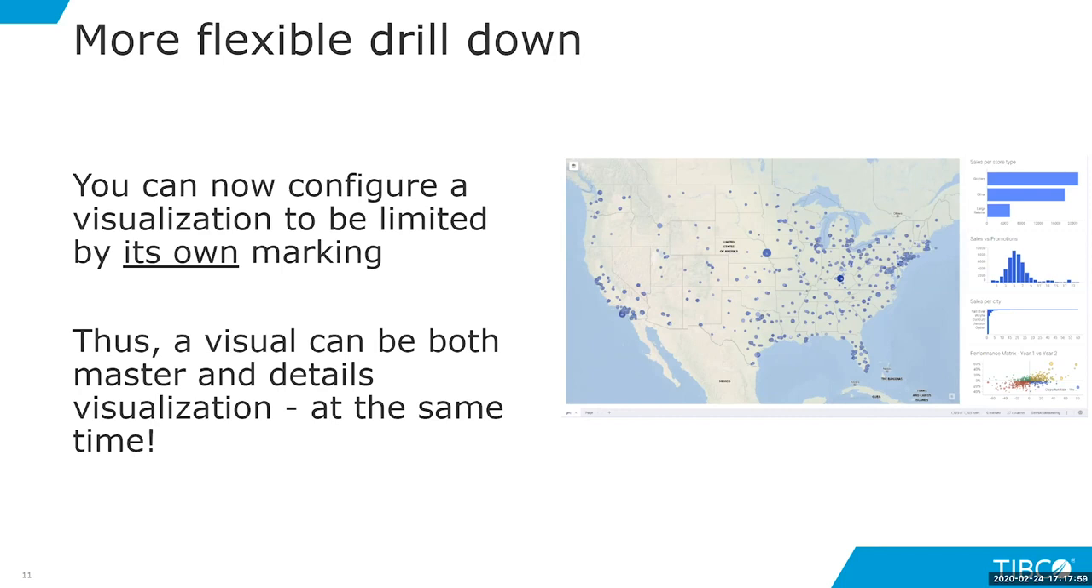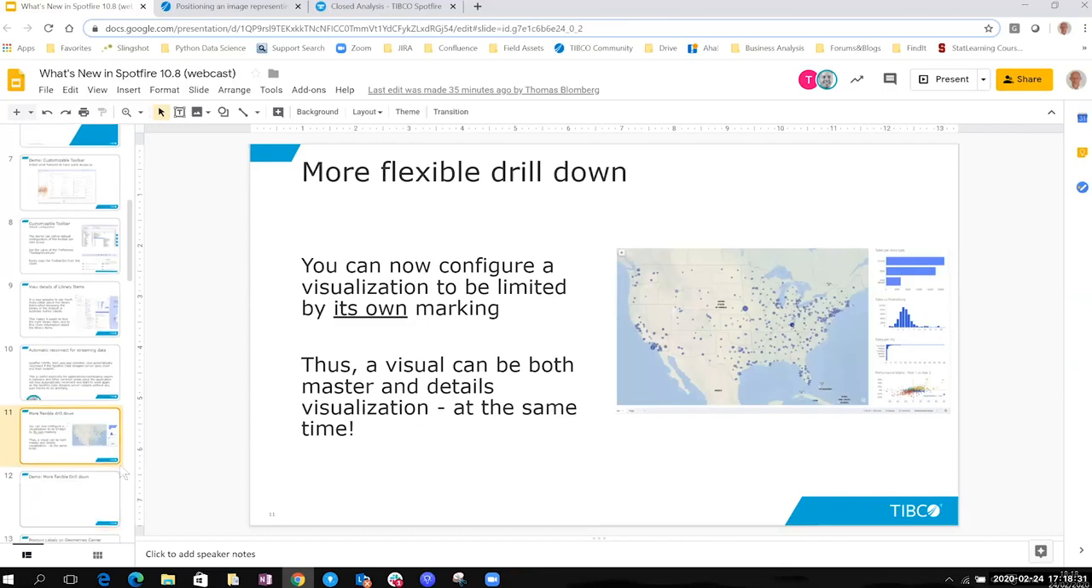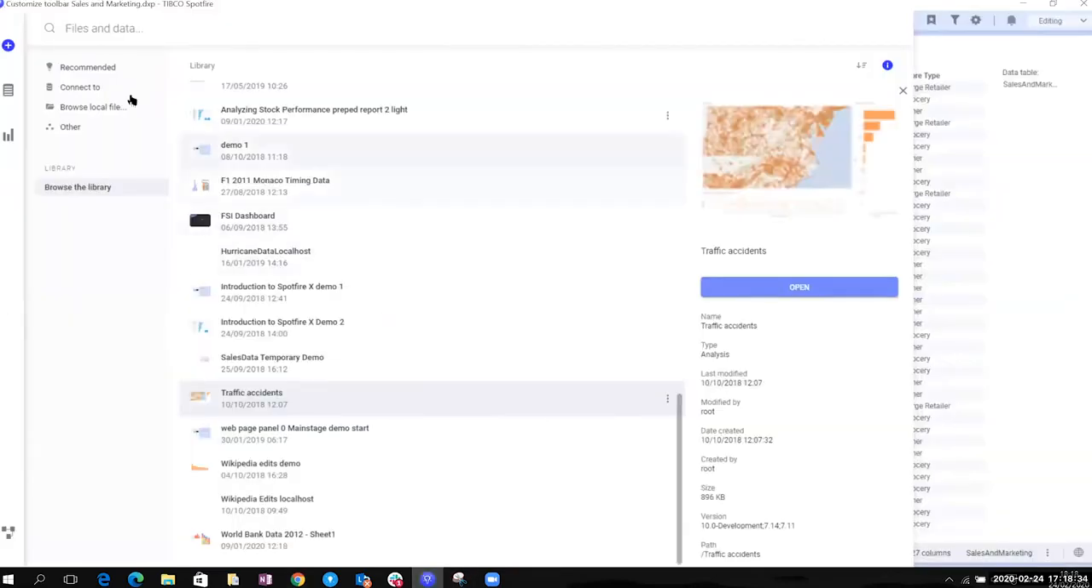So you may be aware that a visualization may have its data limited by markings. Before, in earlier versions of Spotfire, it was not possible to limit the data of a visualization using the same marking that the visualization is configured to use itself. So this means that the visualization can now be both master and details visualization at the same time. And I'm going to jump quickly into a little demo for this as well.